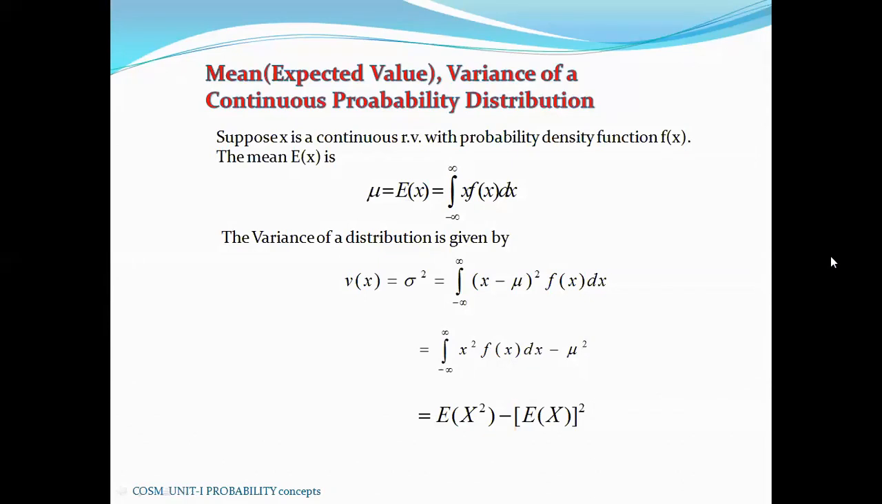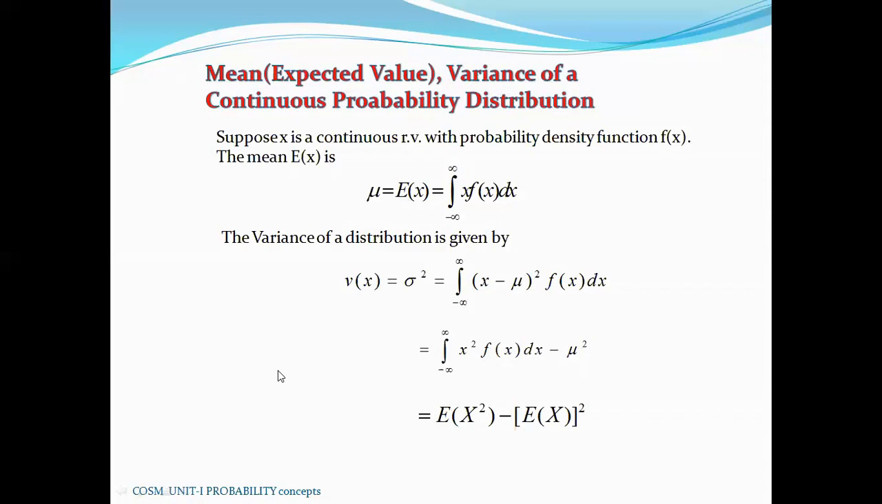In this case, the mean can be defined as mu equal to expectation of x equal to minus infinity to infinity x into f of x dx. The variance of a distribution function is given by variance of x equal to sigma square equal to minus infinity to infinity x minus mu whole square into f of x dx.